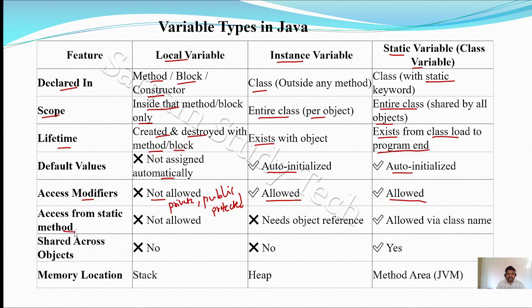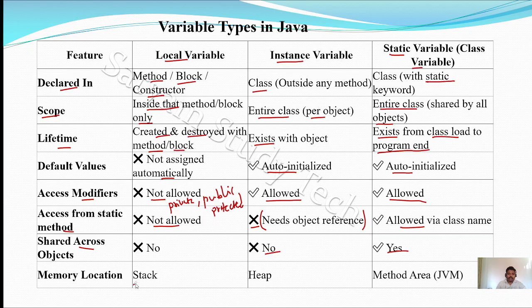Access from a static method: in a static method, local variables of other methods are not accessible, and instance variables are not directly allowed, but they can be accessed using an object reference. A static variable is accessed by the class name. Local variables cannot be shared across objects, because each object has its own separate space. Instance variables are per object, while a static variable is shared.